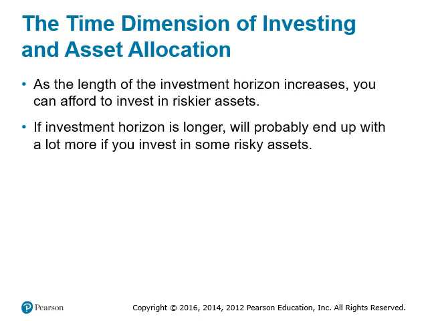Then moving on to the time dimension of investing and asset allocation. As the length of the investment horizon increases, we can afford to invest in riskier assets due to many factors, for example, experience and so on. Or you may even have more financial capability to invest. So if the investment horizon is longer, it will probably end up with a lot more if you invest in some risky assets.